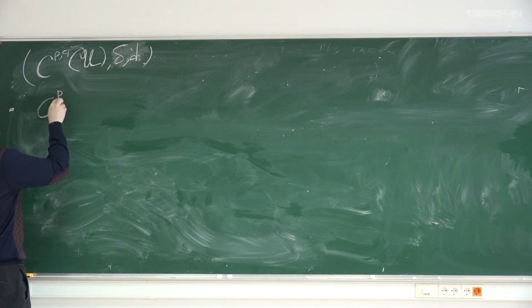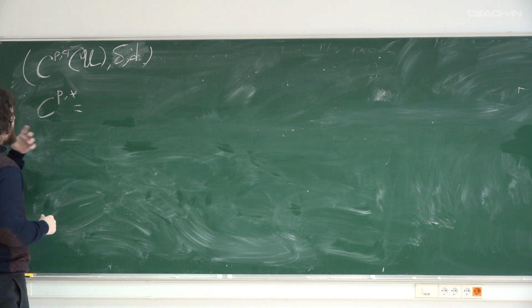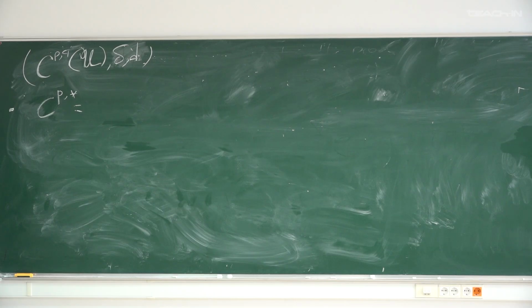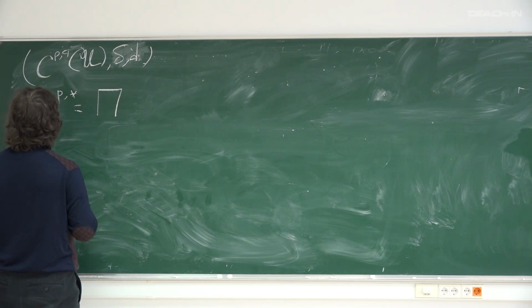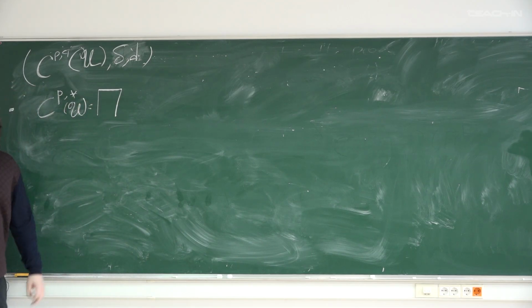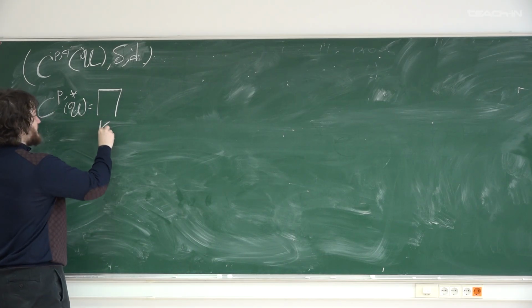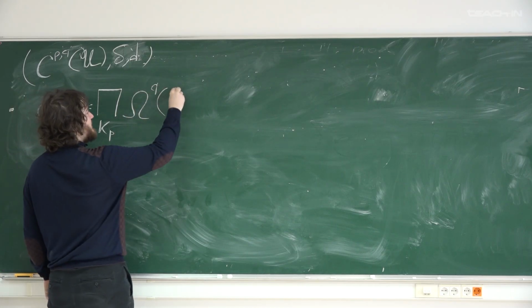If I fix P, then this B complex, as I said before, is a direct sum. It's not a direct sum. It's even a direct product, because it may be infinite. So this is a direct product over all simplexes, P simplexes, of these things.